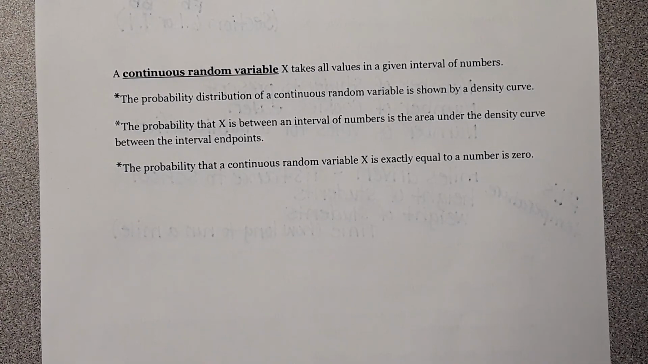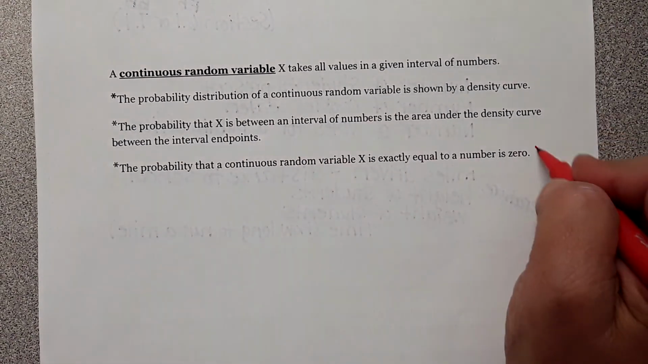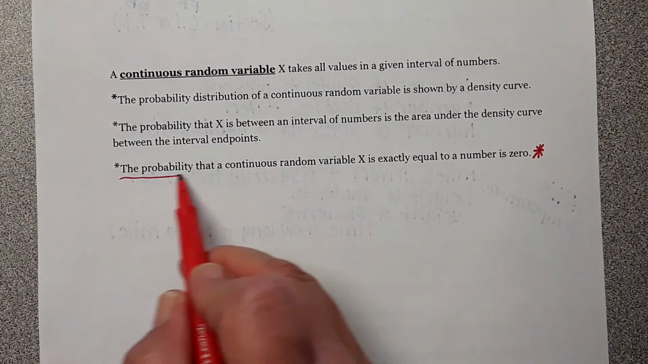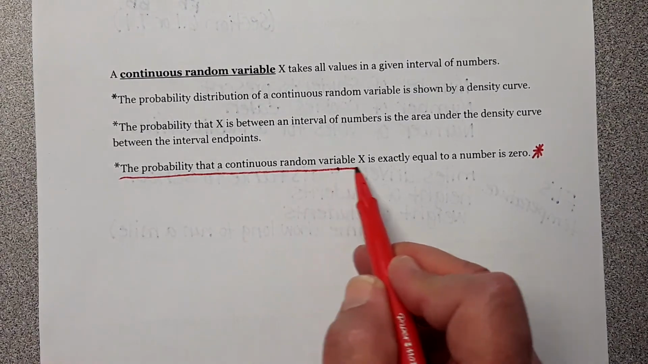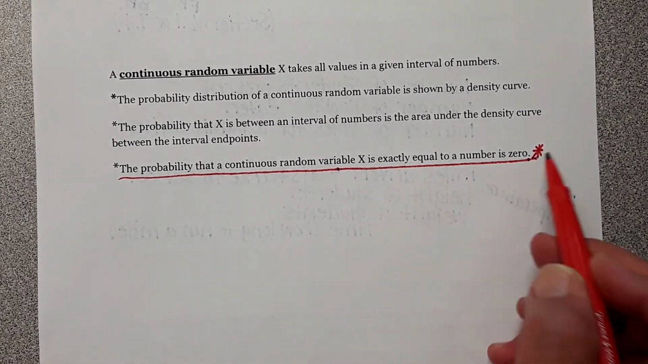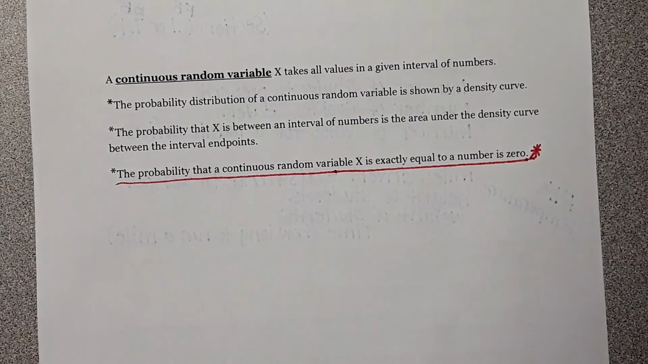Okay? Now the biggest thing is this sentence right here. The probability that a continuous random variable exactly equals a number is 0. So if I tell you something is a continuous random variable and I ask you what the probability of it equaling 2 is, you would write 0 for a continuous random variable.